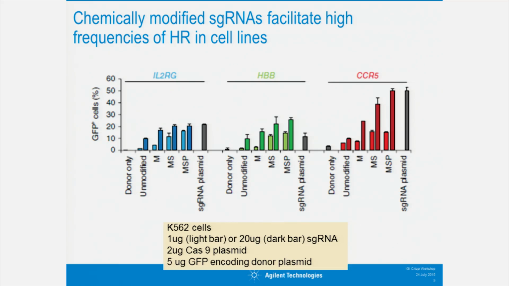So in K562 cells, a lot of people have done this. The plasmid does work really well. Putting in the guide RNA as chemically synthesized RNA also works very well. And as Jacob mentioned, you can also put the RNA protein complex in, and that works really well.